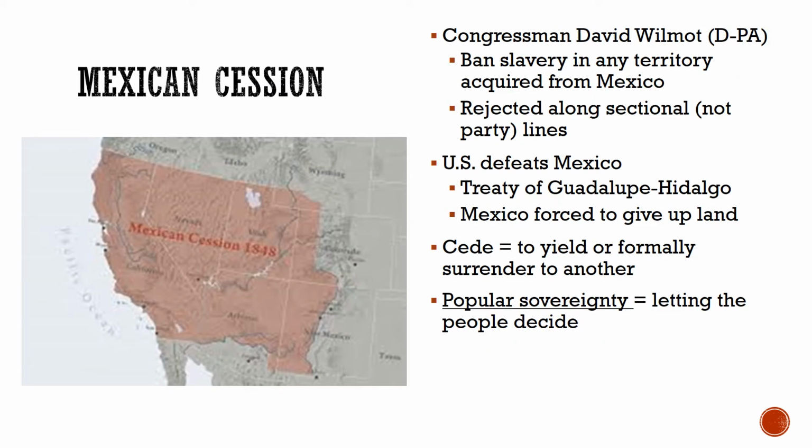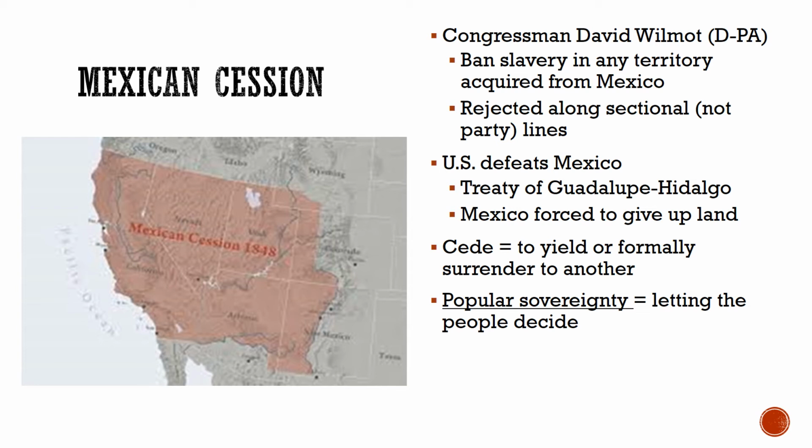Once that war is over, the United States is going to gain this huge chunk of land that we call the Mexican Cession. So take a look at the map here. We're talking about California, Nevada, Utah, parts of Arizona, New Mexico, Colorado, and even a little bit of Wyoming. But the issue of slavery is infused in this debate.